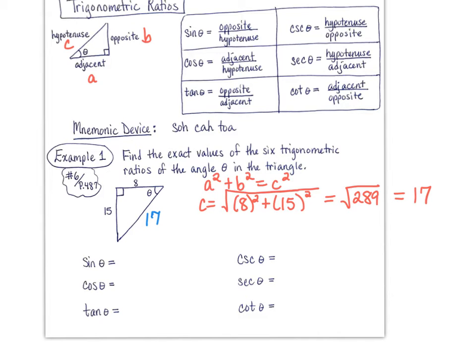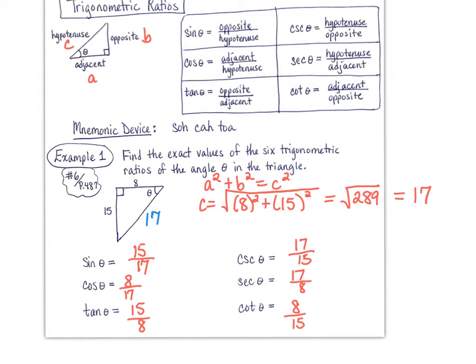Sine of theta. What's sine of theta? Sine, here's theta. What is our opposite? Is 8 our opposite, or is 15 our opposite? 15. Good, because it's opposite this angle. So sine of theta is 15 over 17. That's opposite over hypotenuse. What's cosine of theta? Good. What's tangent of theta? Good. What's cosecant of theta? Good. Secant of theta? Good. And cotangent of theta? Very good.